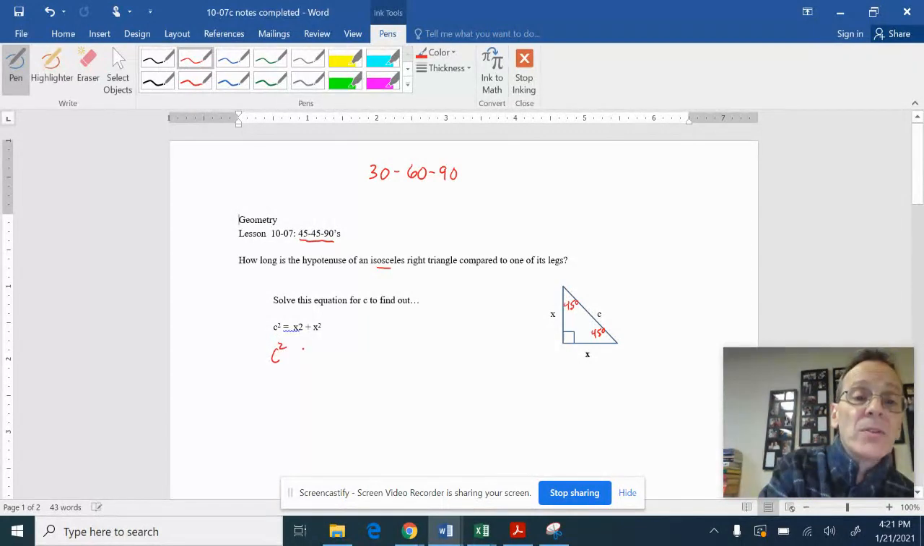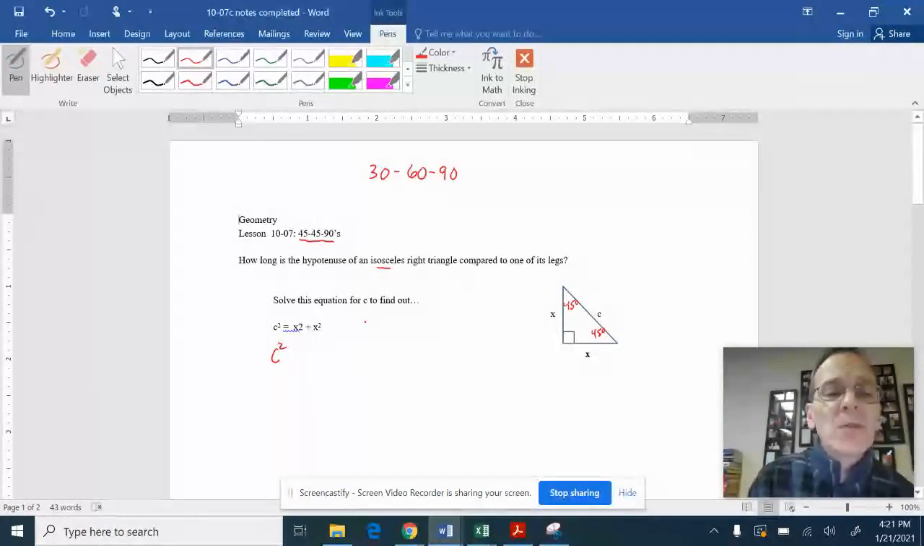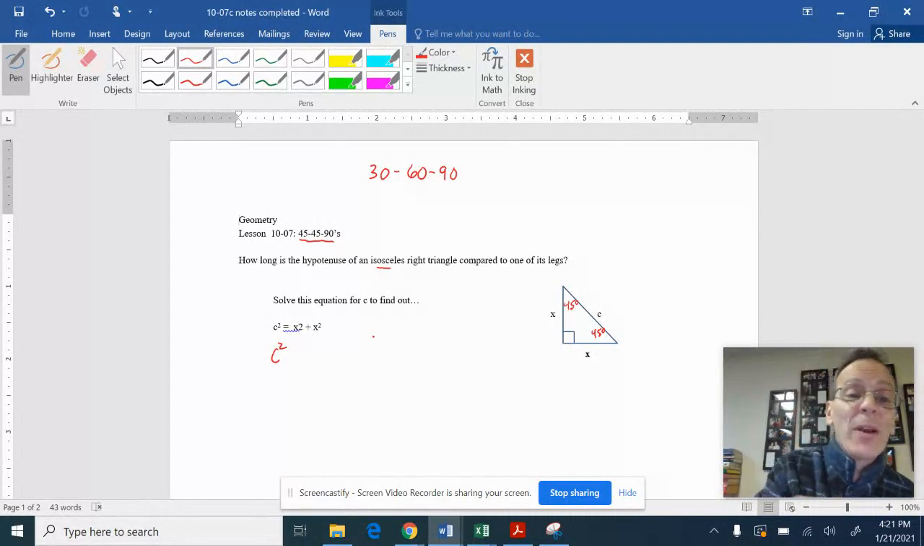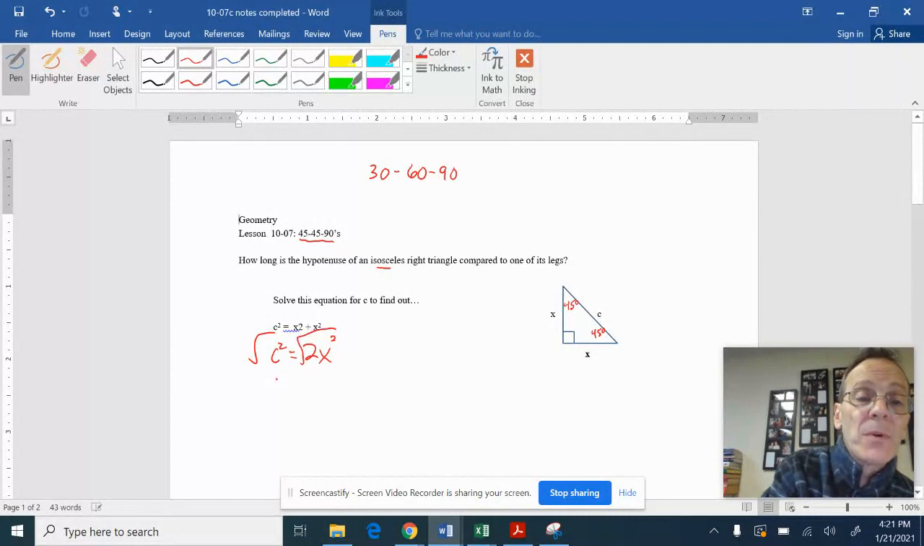Well, combining the two x squareds, and that first x squared doesn't look so much like an x squared as it looks like an x times 2. All right, just ignore that. That should be an x squared. All right, so adding the first x squared to the second x squared, we get 2x squared. And now solving for c, by taking the square root of both sides, we get c is equal to the square root of 2x squared.